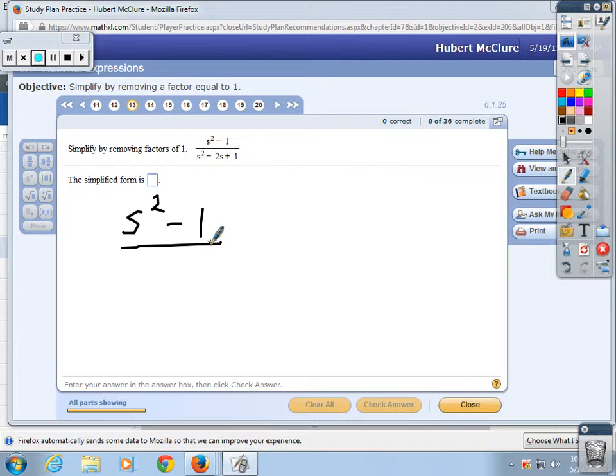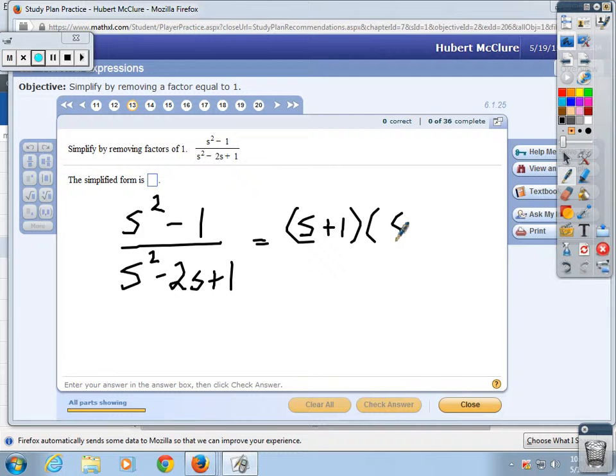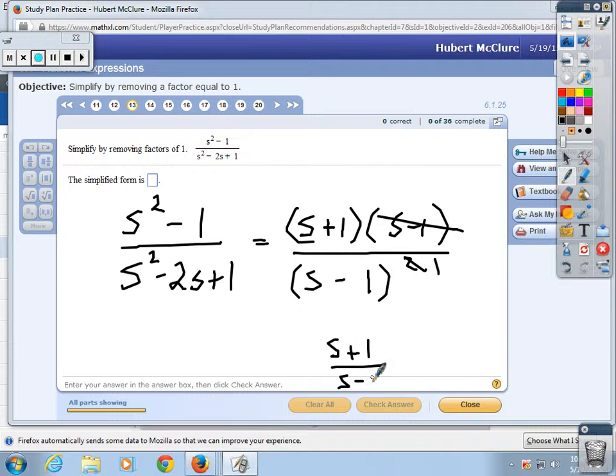S squared minus 1 over S squared minus 2S plus 1 is equal to S plus 1, S minus 1 over S minus 1 quantity what? Squared. And what happens? That cancels with one of those, and you get S plus 1 over what? And you feel good about yourself. For a second, until I discourage you. So I kick you while you're down, kick you in the stomach.